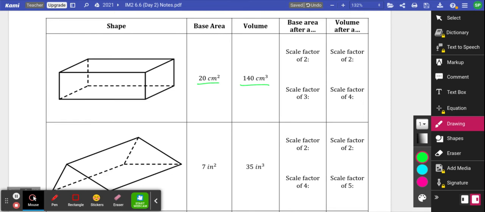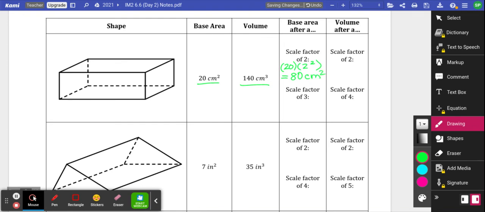So if we started with 20 centimeters squared for our base, and we have a scale factor of 2, and we're looking for area, our scale factor is going to be squared. So 20 times 2 squared. 2 squared being 4. So this is going to end up being 80 centimeters squared.